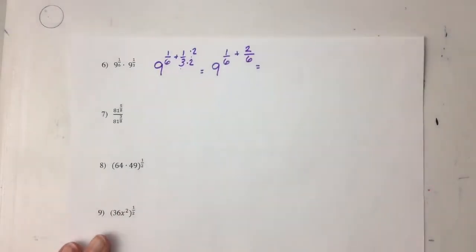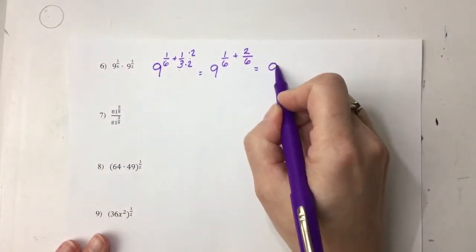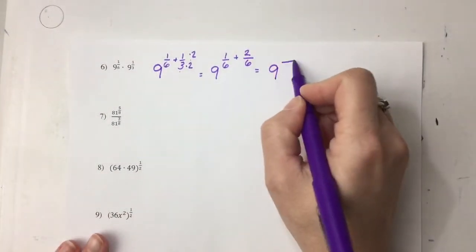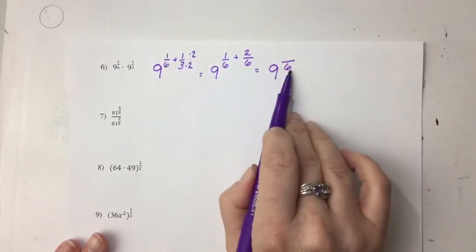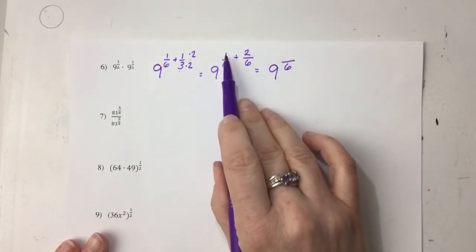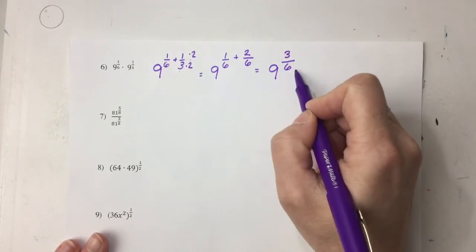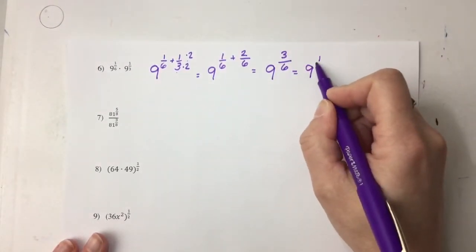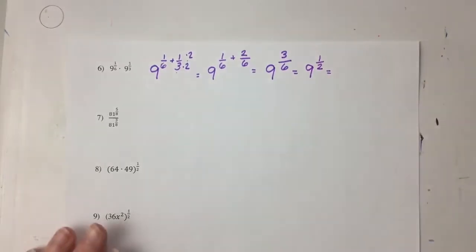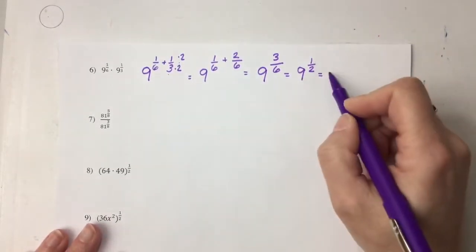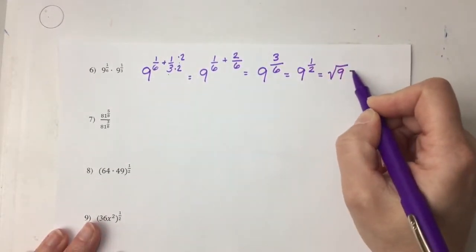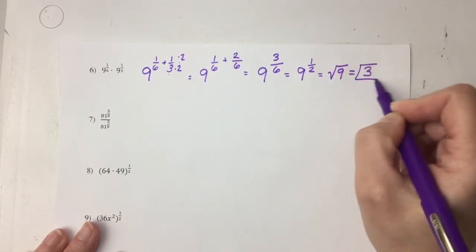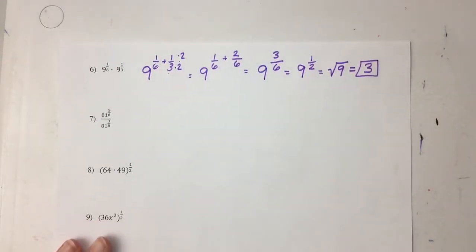You have to have a common denominator. The base stays. My common denominator is a 6. That carries on over. Add the numerators. 1 plus 2 is 3. Well, 3/6, I can reduce that. That's 1/2. Now back to 7.1. 9 to the 1/2 power is the same as the square root of 9. The square root of 9 is 3.